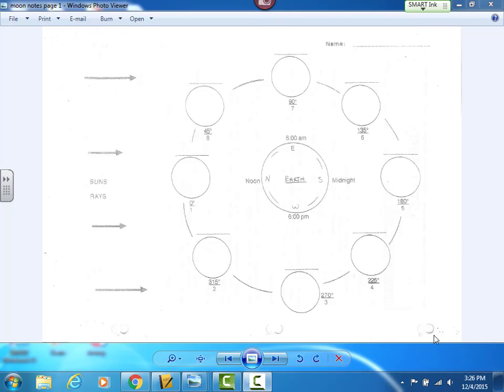The front page of your notes gives you some background information and also some directions for how to color this first picture. You should have 2 different colored pencils and they should be sharpened, and you should also have the phases of the moon notes packet in front of you.